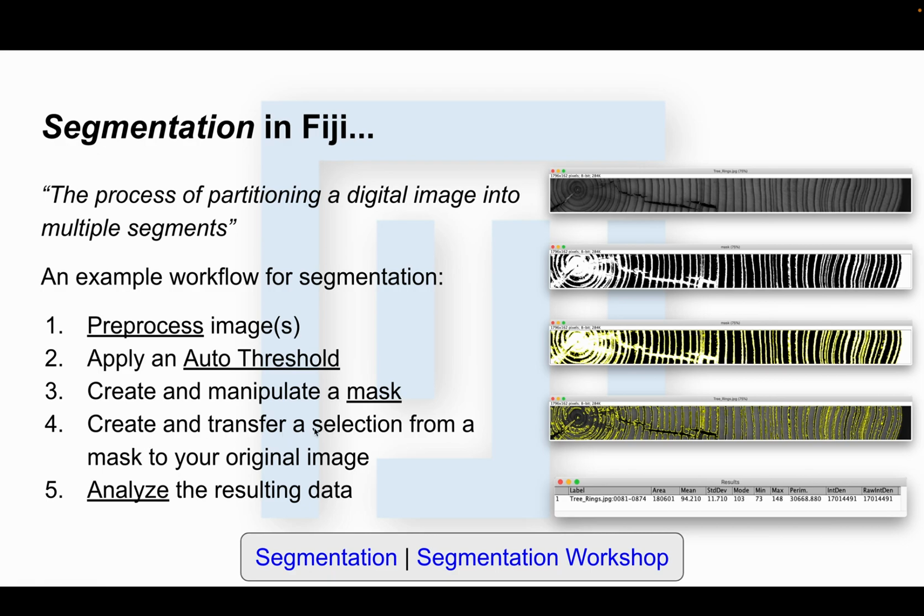Then you can create and transfer a selection from your mask to your original image. So basically you use the binary mask to select your region, you overlay that on the original image, and then you can do your analysis and calculate your measurements. So again, we have a whole workshop just based on this, and for sure for more details, check that out.